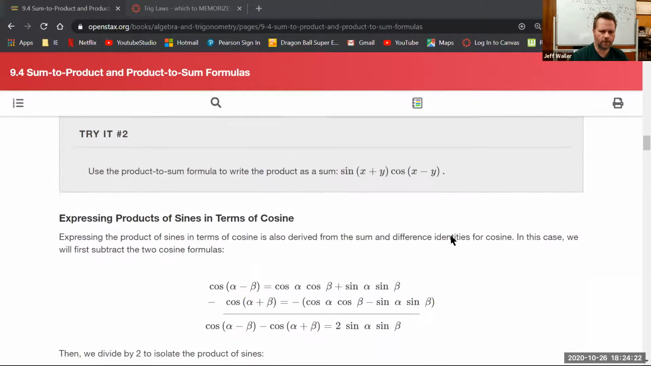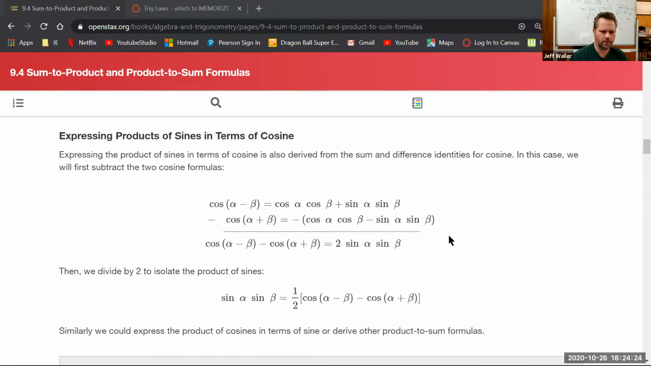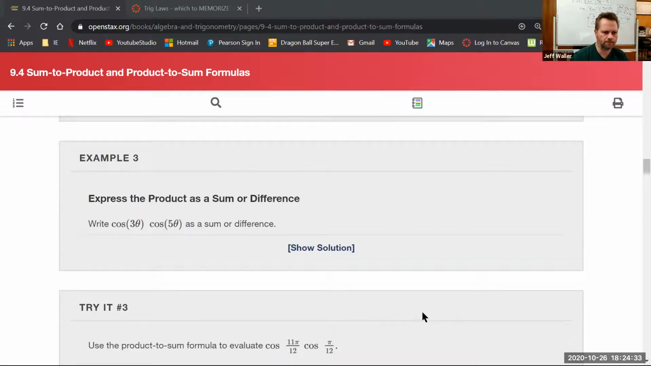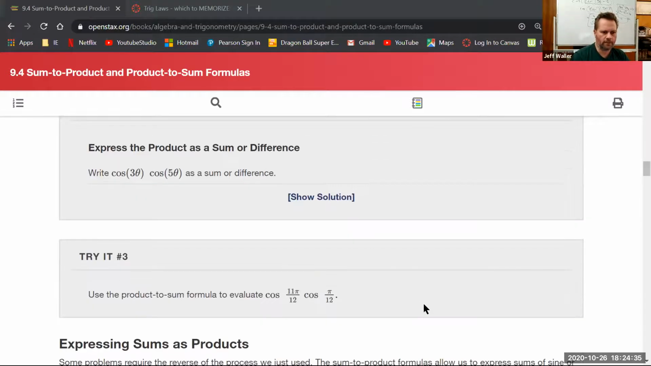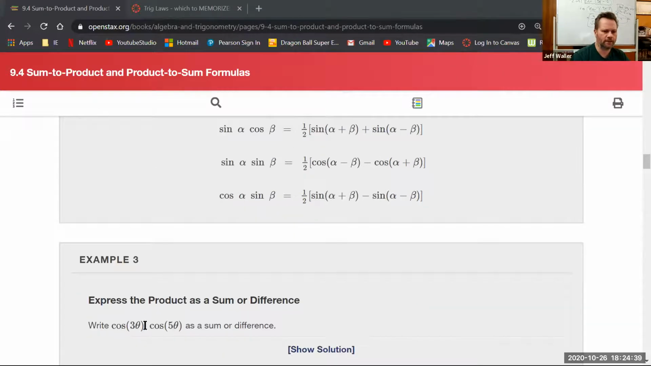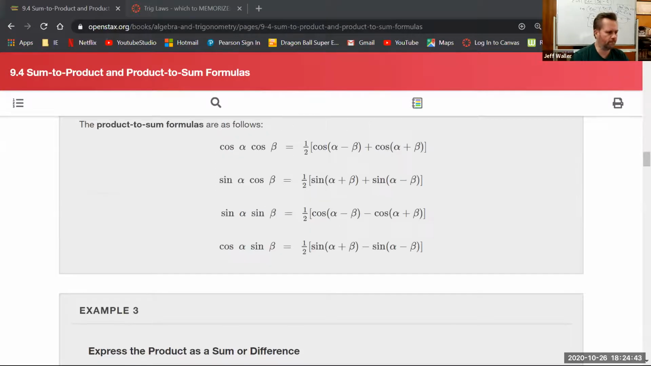All right, let me see what else is something interesting. So they go through, and there's the culmination. That's on the green sheet. All these are on the green sheet. And again, let's look at this problem here. Cosine 3 theta, cosine 5 theta.